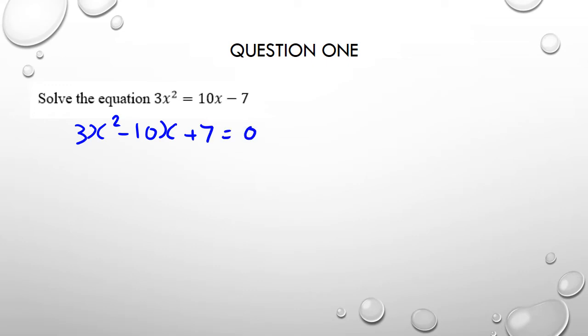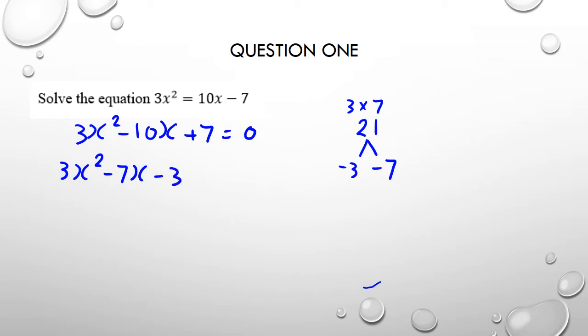The next step is factorizing the equation. Because the coefficient of x squared is 3, we're going to multiply the coefficient of x squared by the constant, and that gives me 21. So we look for the two factors that multiply together to give positive 21 and add to give negative 10. We see they are negative 3 and negative 7. Then I'm going to rewrite that equation using the two factors, always the bigger factor first.